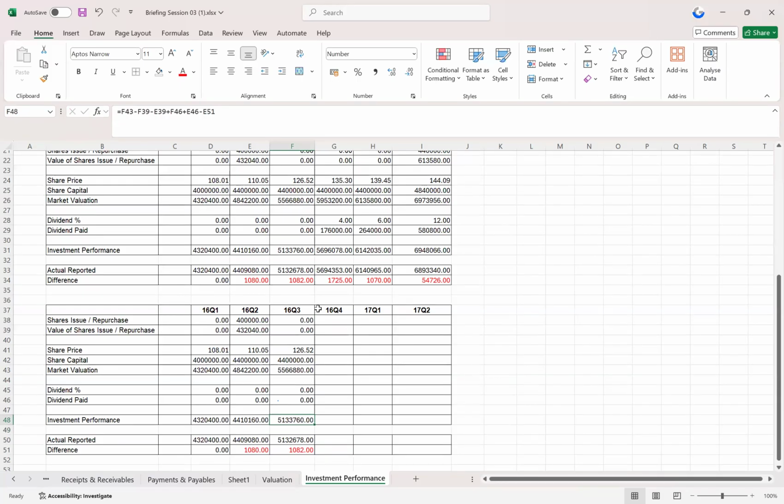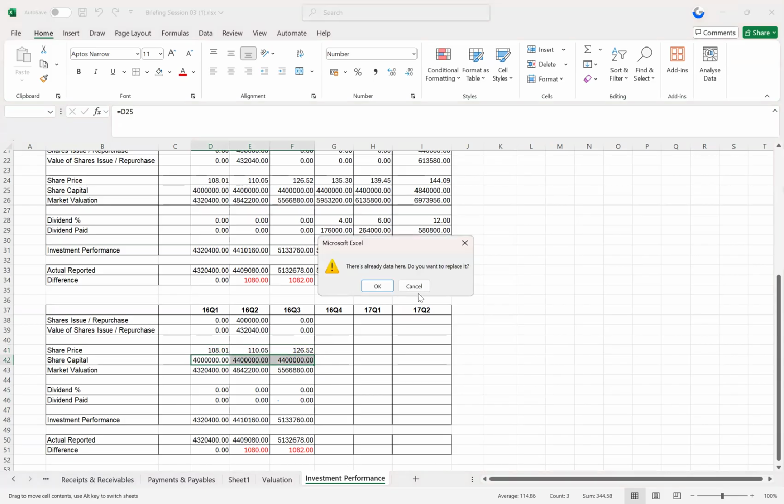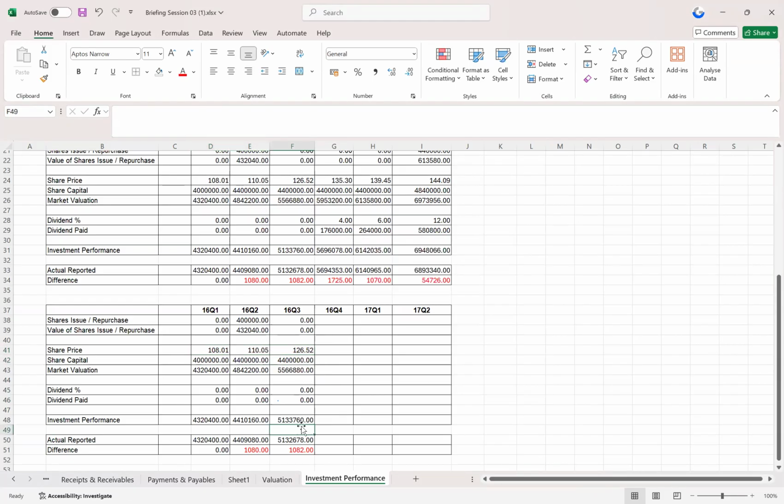In this scenario, in 16Q3, I have not done any share activity and I have not paid any dividends. But because I increased my share capital and my share price is increasing, my investment performance has increased. So that means if we can increase our share capital by increasing share price, my investment performance is increasing. Are we clear till here? Any doubt till here?